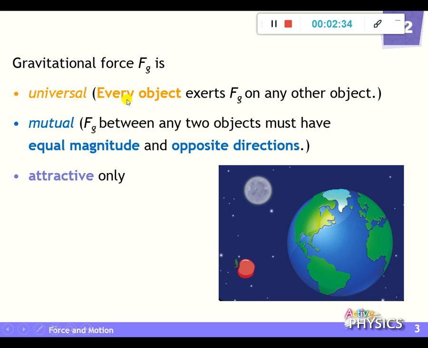Everybody exerts force on any other object, including me and you. I can provide gravitational force, you also can provide gravitational force. But of course, compared with the Earth, our force is very, very little. The other property is mutual, 互相. This means that I can attract you, you can attract me. So the force between any two objects must have equal magnitude.